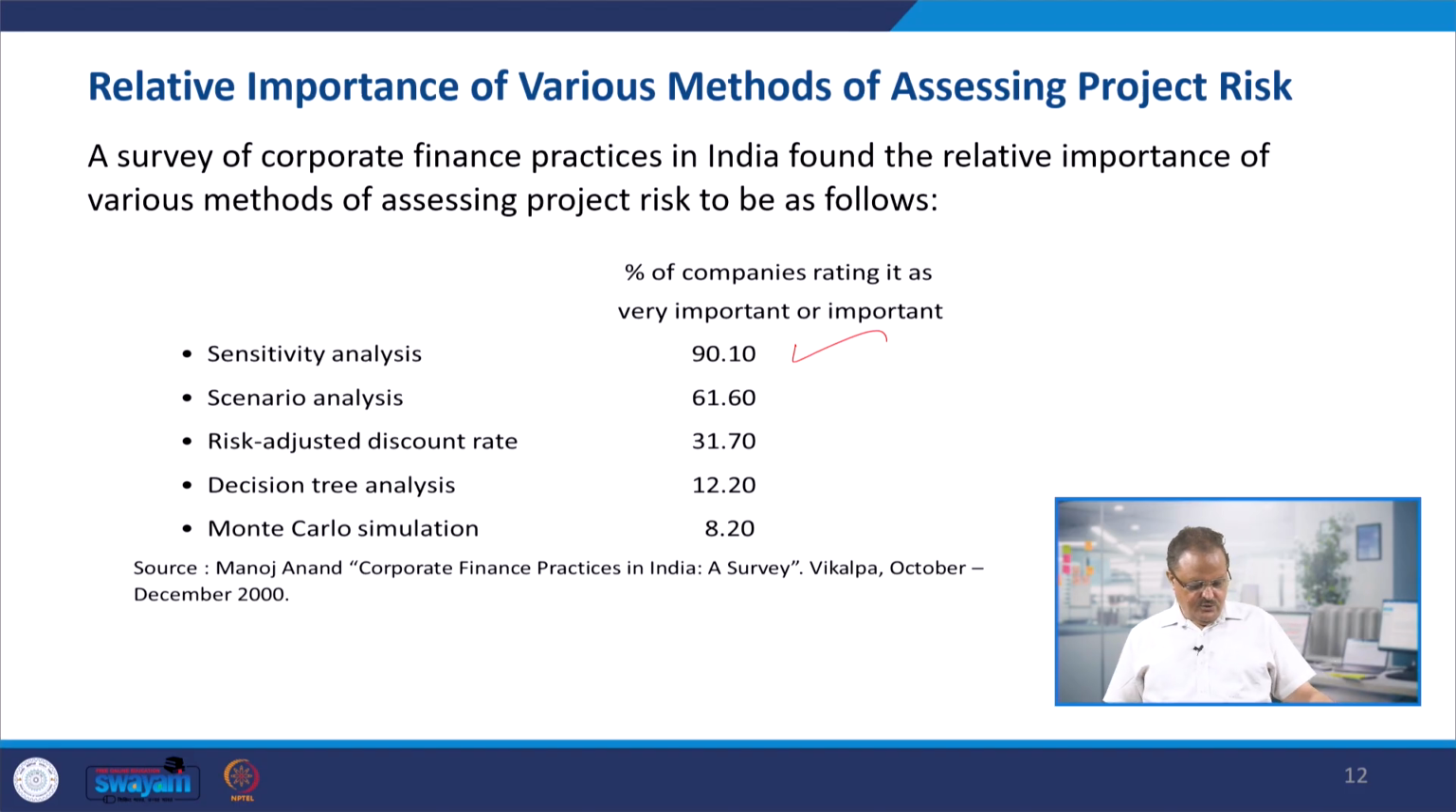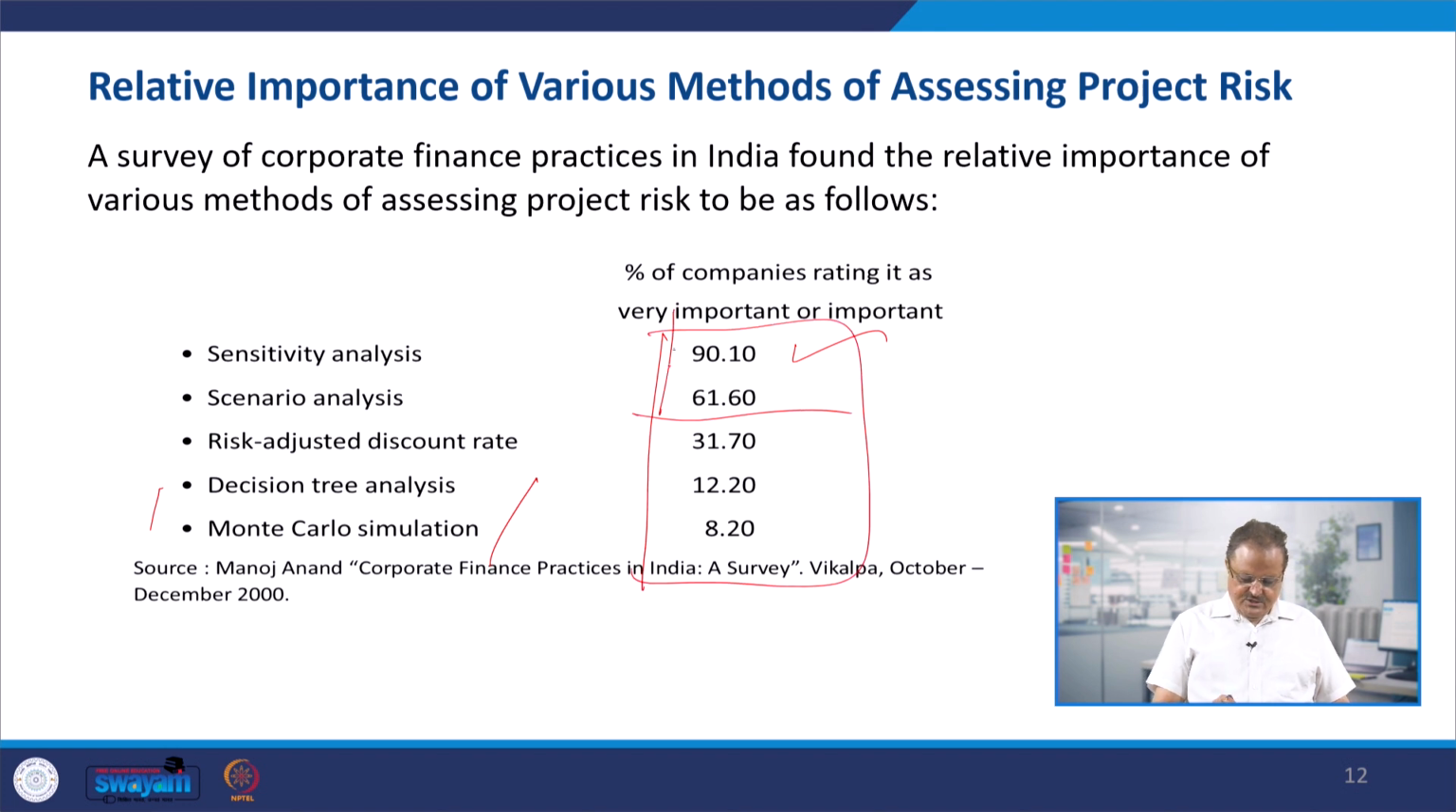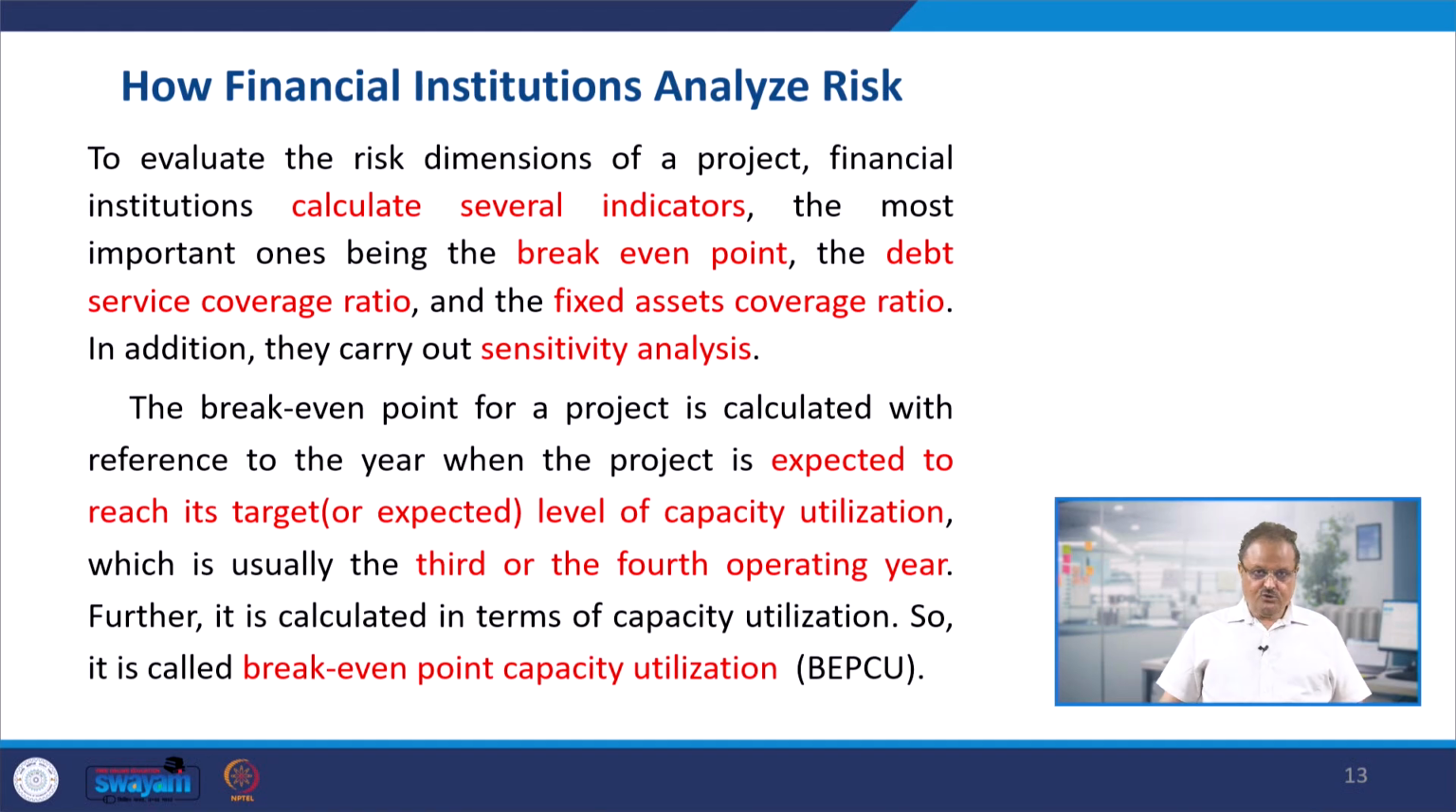Very few companies are using the decision tree and Monte Carlo, that is 12% and 8%, because these two techniques are a little complex. They require more resources, more expertise, more capabilities, and results are not better or superior than sensitivity or scenario analysis. So it is better to go for sensitivity and scenario analysis. And these survey results also prove that most of the firms are using these two methods, sensitivity and scenario analysis, and depending less on the more technical, or advanced, techniques like the decision tree and the simulation analysis.